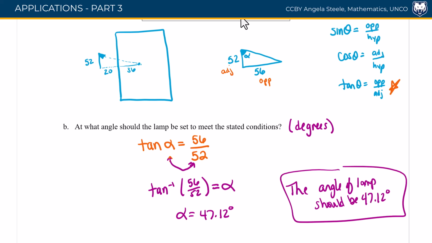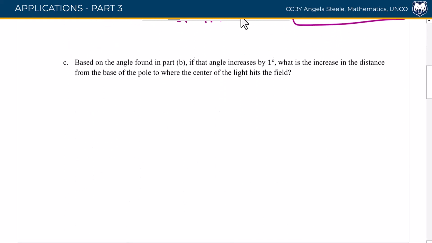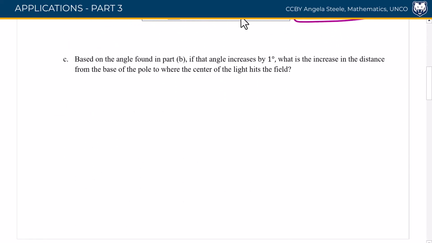Okay, on part C, we're going to change up our problem just a little bit. So it says, based on the angle found in part B, if we increase that angle by 1 degree, what is the increase in the distance from the base of the pole to where the center light hits the field, right? So if we think about our visual, we've got our light. So if we change that lamp 1 degree, instead of hitting at 36 feet into the field, where's that new light going to hit?